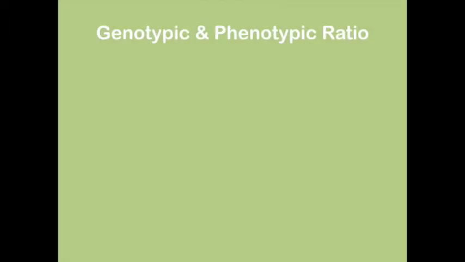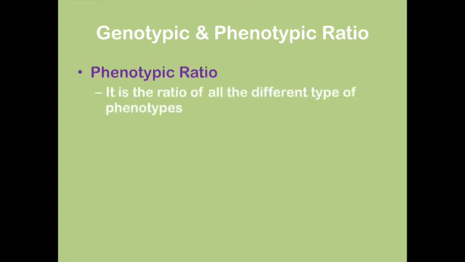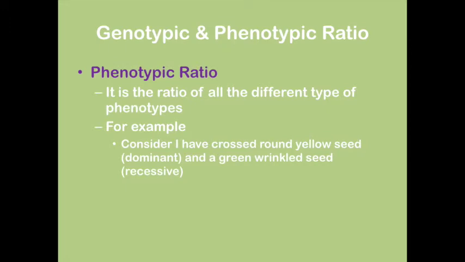Now similarly, let's define a phenotypic ratio. The phenotypic ratio is the ratio of all the different types of phenotypes. For example, consider I have crossed a round yellow seed and a green wrinkled seed, considering the round yellow to be dominant. For a clearer idea, let's move on to the next slide. You have a huge diagram which will help you understand it better.